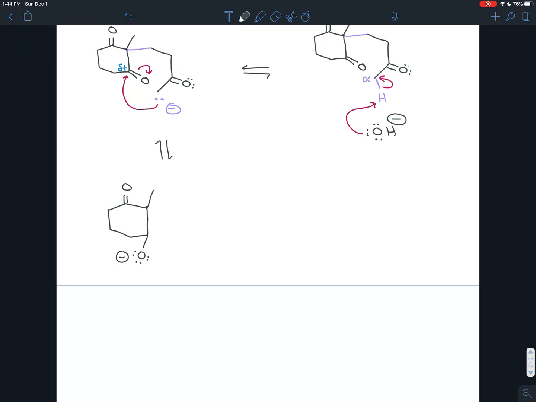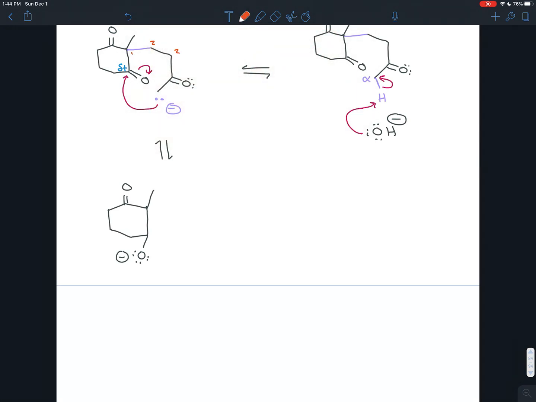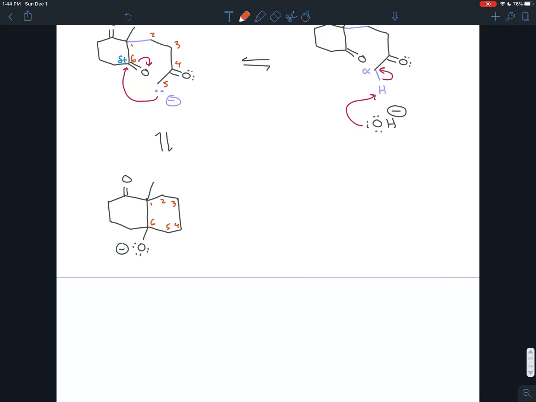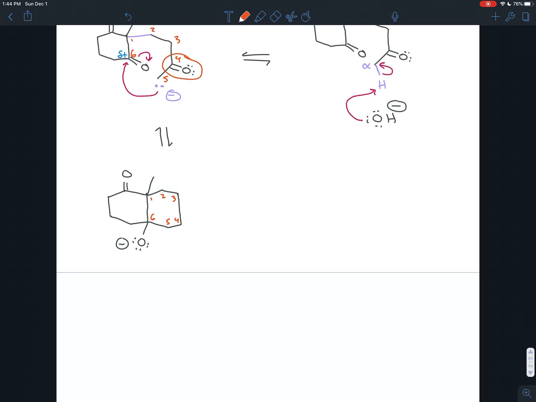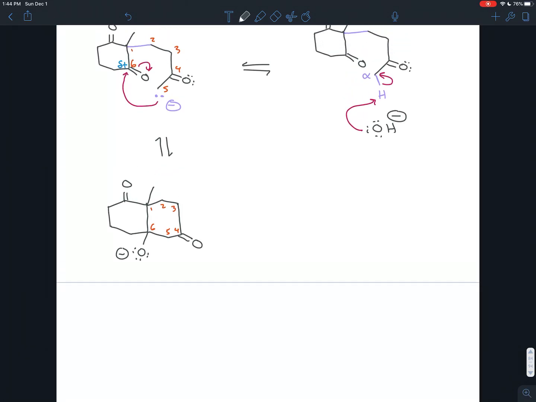Now let's think about what type of a ring we're forming. We have 1, 2, 3, 4, 5, 6 carbons in this ring. So we're going to have a six-membered ring. So that gives us 1, 2, 3, 4, 5, and 6 carbons. On carbon number 4, we should have the carbonyl. And on carbon number 6, we have the oxygen that becomes just a single bonded oxygen there.